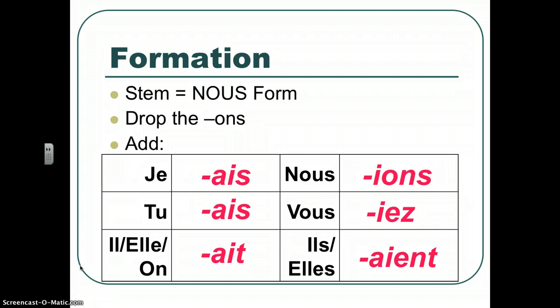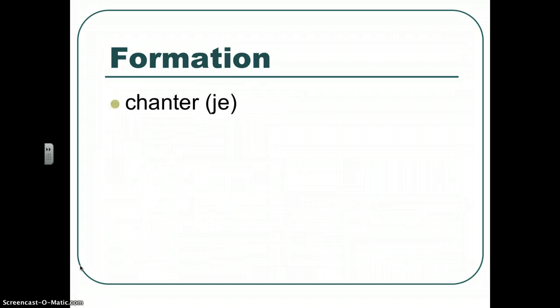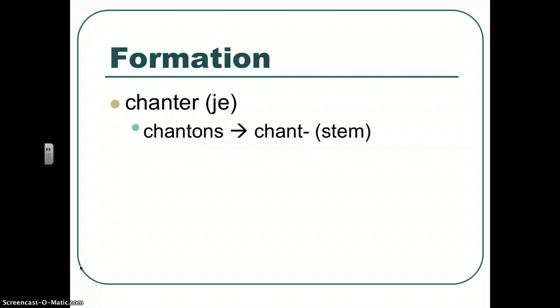Let's take a look at some examples. So, if I wanted to say I used to sing. When I was a kid, I used to sing in the shower. Wait, I still do. Anyway, so I would go to the nous form. Au revoir, ONS. So now my stem becomes C-H-A-N-T, chant. That's my stem. My subject is je. The ending that goes with je is A-I-S, je chantais. I was singing, I used to sing.